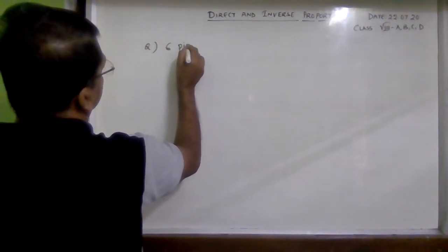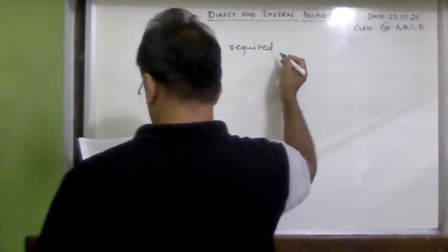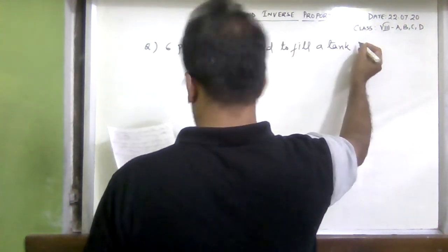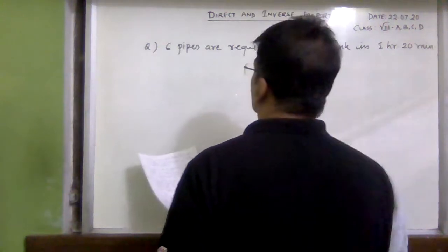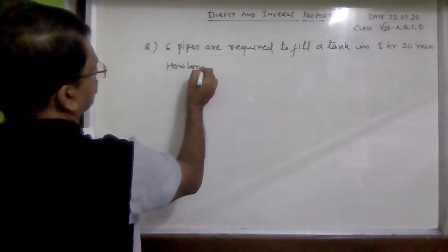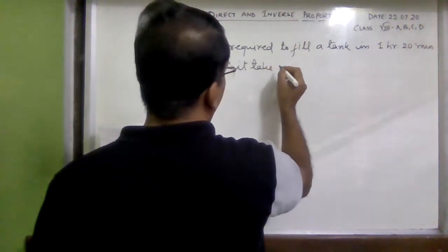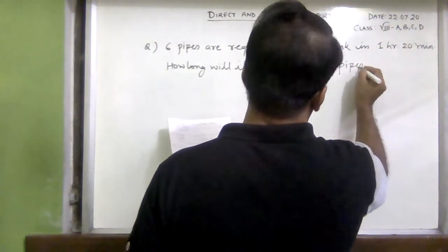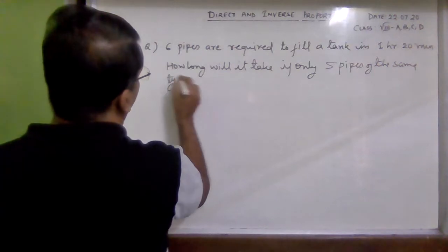Six pipes are required to fill a tank in 1 hour 20 minutes. How long will it take if only 5 pipes of the same type are used?